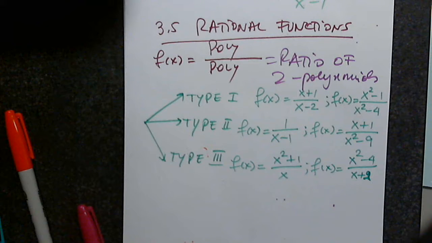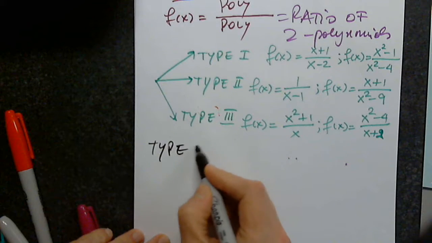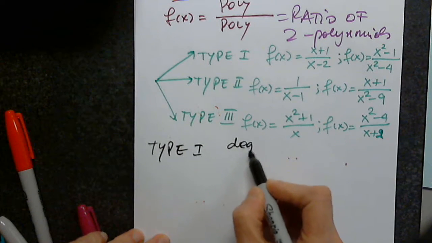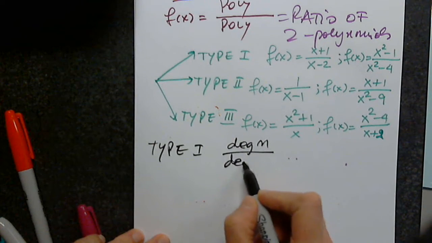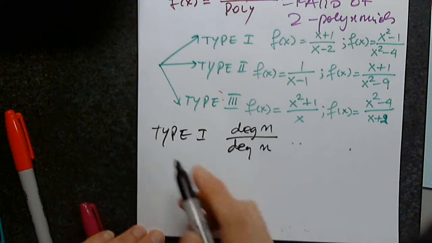Looking at these three different types, is there anything that you see that happens in type 1? The degrees are the same for the first division. That's all I needed you to say. In type 1, degree n divided by degree n. That's what it means. Same degree over same degree. Awesome. That's all it means, type 1.